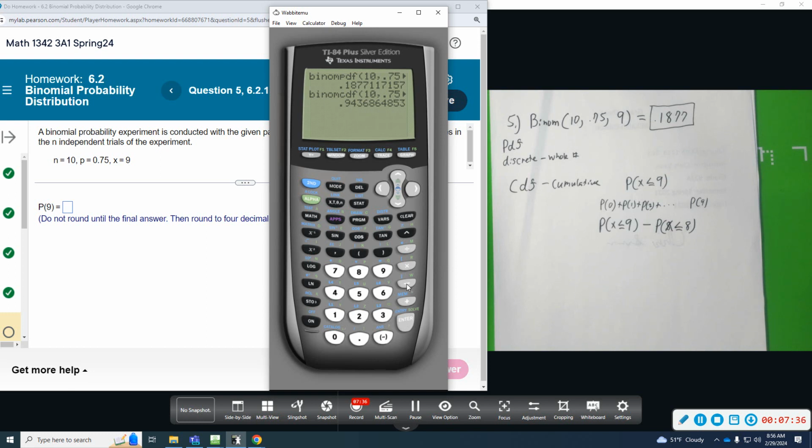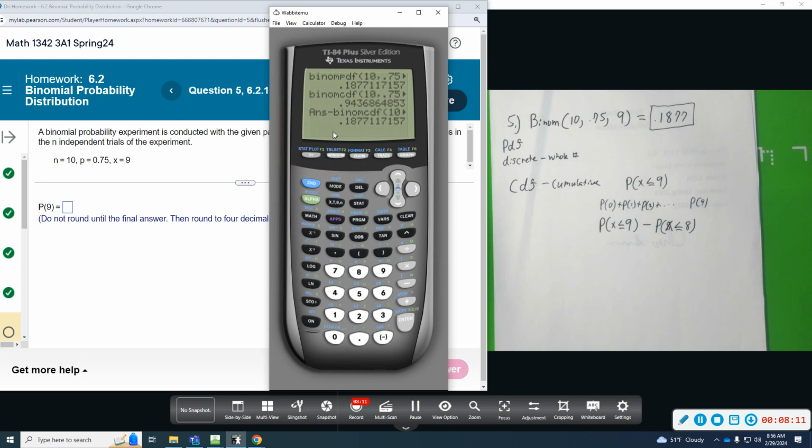Now I want to subtract from that. I'm going to do second bars, and do the CDF again. I'm going to subtract 0 through 8, so I'm going to put an 8 here now. What the calculator is saying is, I'm going to take this probability, which is 0 through 9, and subtract 0 through 8 with the C, cumulative. If I hit enter, it subtracts those two, and it shows me 0.1877. So if you use the table and you had the cumulative probability, you can just subtract the two.